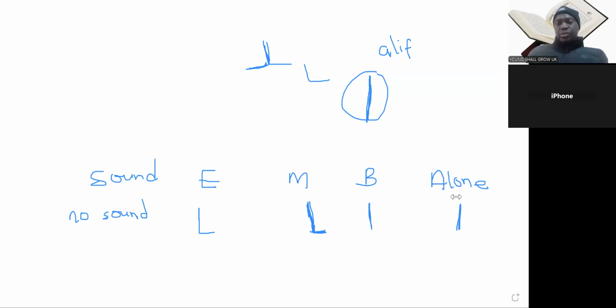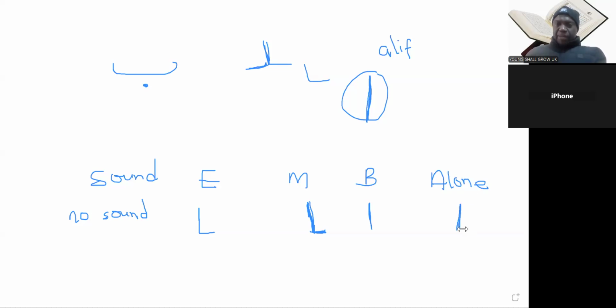So this is how to see the letter Alif: Alif in the middle, Alif at the end, and no sound. So the second letter is like this, and has just one dot, because with all the Arabic letters, some have dots, some don't have any dot.